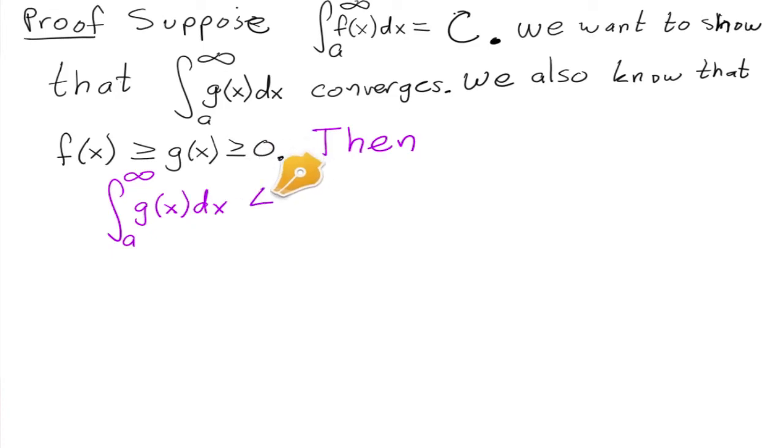Less than C. Aha. Well, it's less than or equal to the integral from a to infinity of f of x. This is obvious because f is bigger than g, so the area under the curve of f has to be greater than the area under the curve of g, and these are both positive. And this is equal to C. So what you're saying is that this integral is always less than or equal to C, which is another, what's another way of saying that?